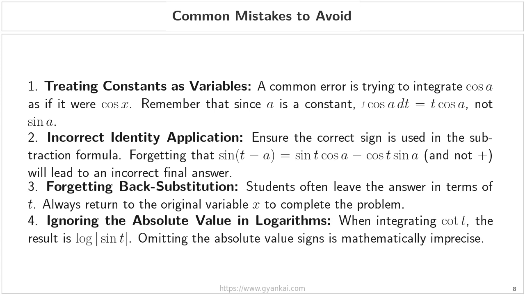4. Ignoring the absolute value in logarithms. Finally, when integrating cotangent t, you'll arrive at a natural logarithm. The correct form of the integral of cotangent t is the natural log of the absolute value of sine t, written as log absolute value sine t. The absolute value is essential because the logarithm is only defined for positive arguments. Omitting the absolute value makes your answer mathematically imprecise, and you could lose marks on an exam for that.